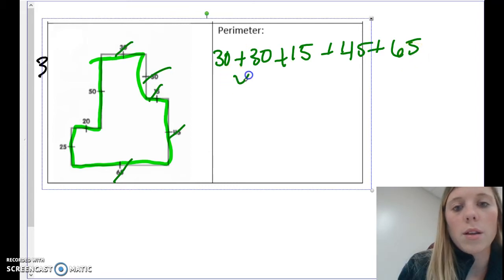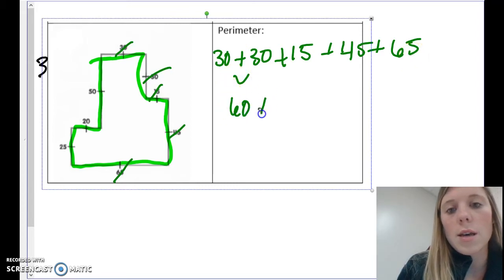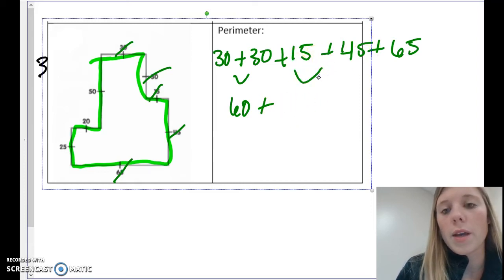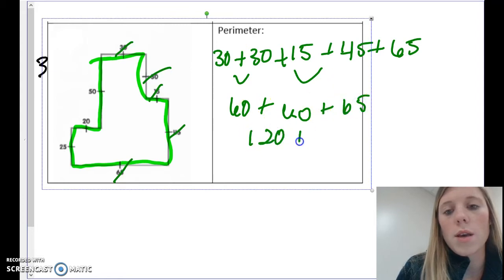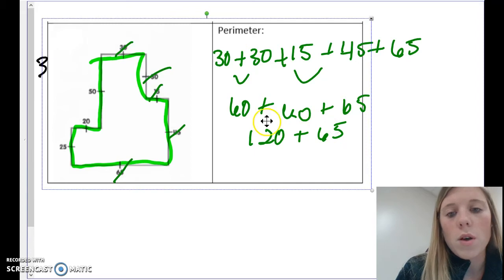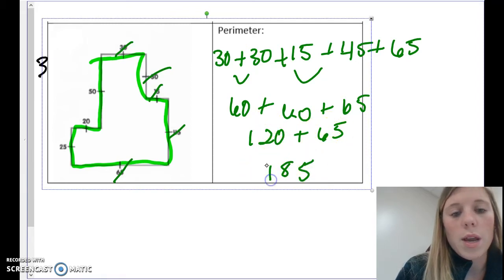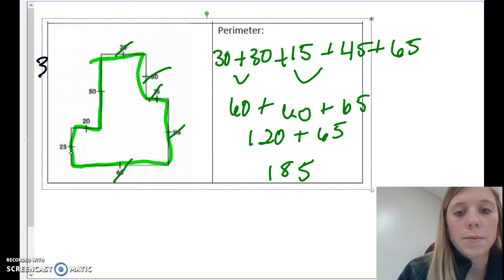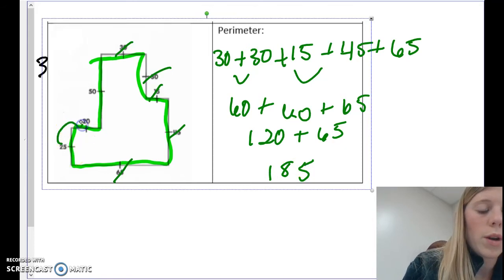We'll add these up. 30 and 30 makes 60 plus 50. Well, we'll do 15 and 45 together. Make 60 and then plus 65. So this is 120 plus 65, which is 185. And then we still need to add, ooh, 20 and 25 together make 45.